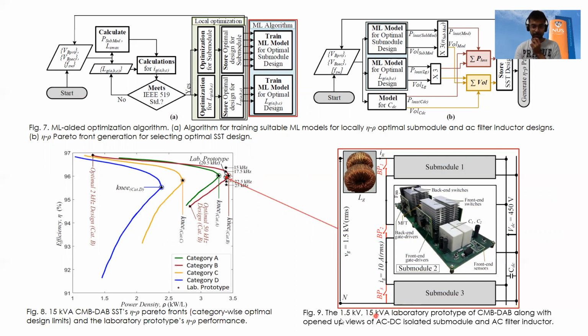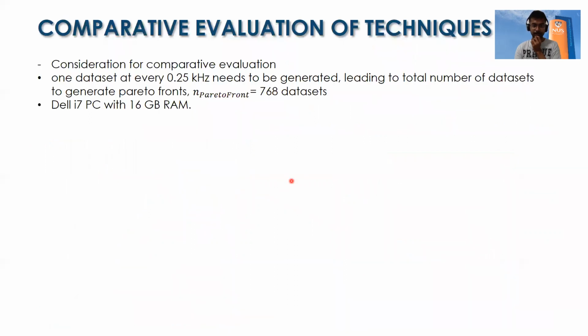So the same 15 kVA, same DAB, which is considered for modeling and optimization, is also experimentally validated, and I'll discuss that it provides less than 5% mean absolute percentage error. So the comparative evaluation of techniques is performed by considering one data set at every 0.25 kilohertz, which is generated, and that leads to the total number of data sets, which is 768 in number, and a Dell i7 PC with 16 GB RAM is used.